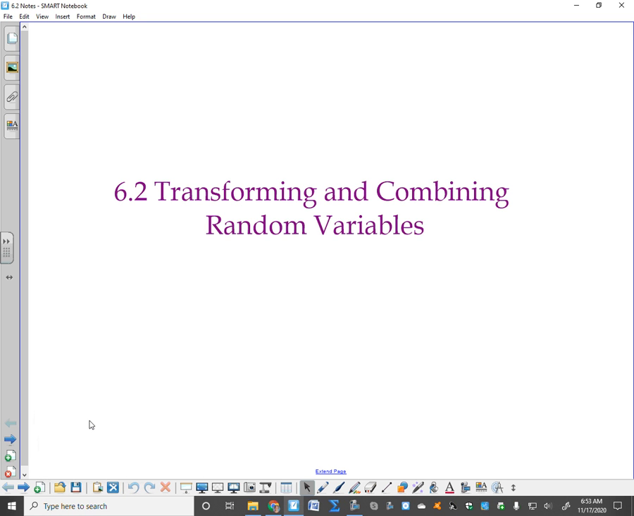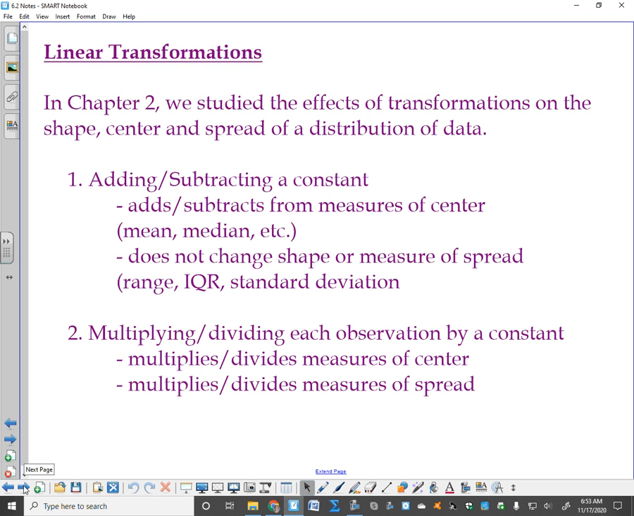So this is 6.2. We're going to talk about transforming and combining random variables. So linear transformations. In Chapter 2, we studied the effects of transformations on the shape, center, and spread of a distribution of data. We talked about if you wanted to add or subtract a constant to every single piece of data, that would add or subtract from the measures of center, the median and the mean, that it does not change the shape or the spread, so the range, the IQR, the standard deviation, all stay the same.